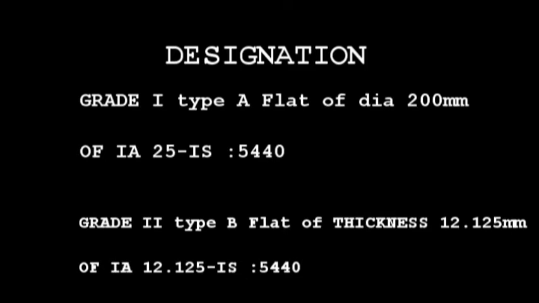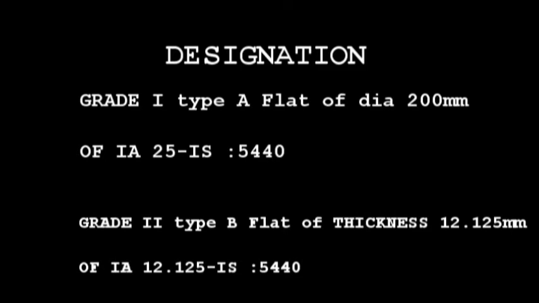And next, grade 2. So the grade 2 type B flat of thickness 12.125 mm is designated as optical flat 2B 12.125, Indian Standard 5440-1969. So generally there are two different optical flats in our measurements.